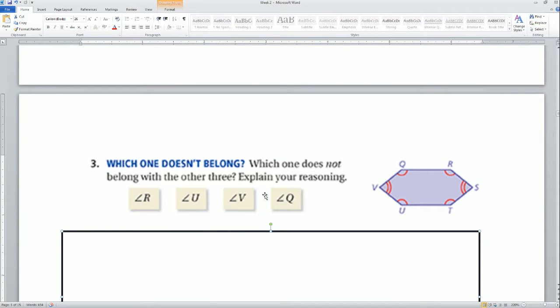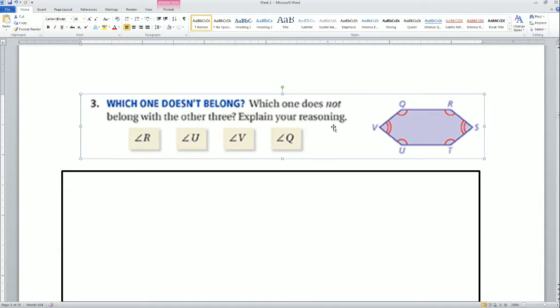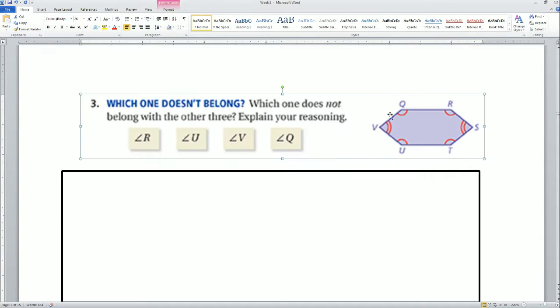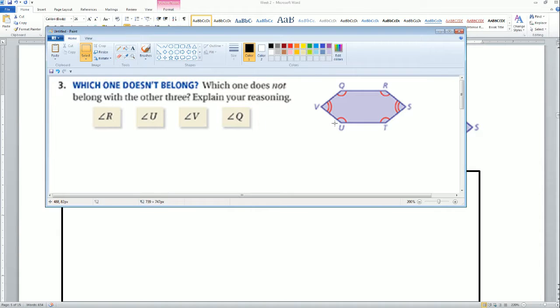It asks us, which one does not belong to the three? Explain your reasoning. So let's look at this. Let me bring it up in Paint for you. You should see the image in Paint. Let's look at R. R here has one red line on the curve. U, one red line. V, two red lines. And Q, one red line.